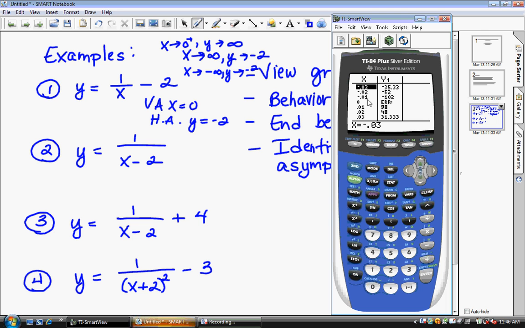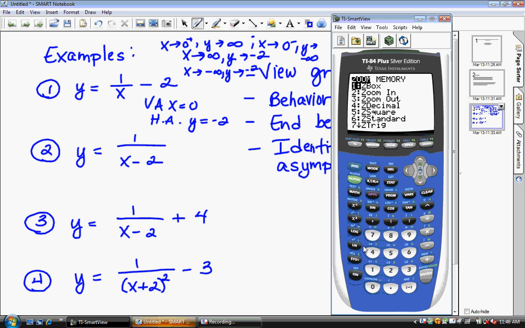Now what's happening on the other side of 0? As we're getting closer and closer to 0 from the left side, we're approaching negative infinity. So we would say as x is approaching 0 from the left, y is approaching negative infinity. Okay? So going back to the graph, just to understand that we have a vertical asymptote here and a horizontal asymptote.